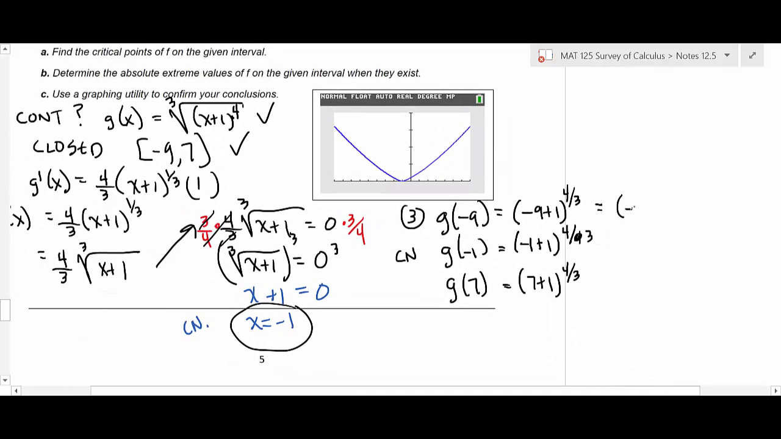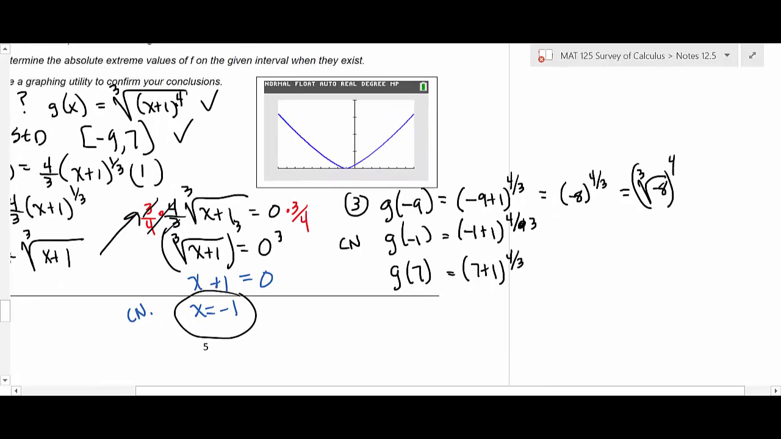This would be -8 to the 4/3. What that means is that is a cube root of -8 all to the 4th power. You rewrite that like that. Okay, we've learned how to rearrange exponents and radicals. Okay, what is the cube root of -8? I did that a minute ago. That's -2. Now if you take -2 to the 4th, that would mean multiply -2 out 4 times, you would get positive 16.